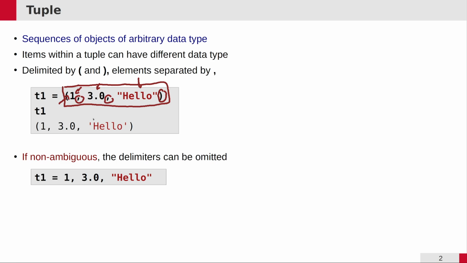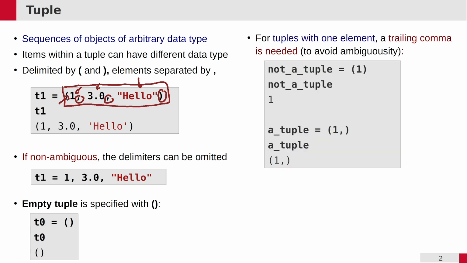What can you do with tuples, or how can you define them? You can leave away those parentheses if you wish, if they are non-ambiguous. So basically you can also define the tuple as you see here. If you want to define an empty tuple, which means a tuple which does not contain any items, then you just make a parenthesis opening and closing.